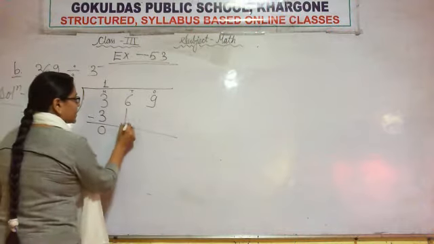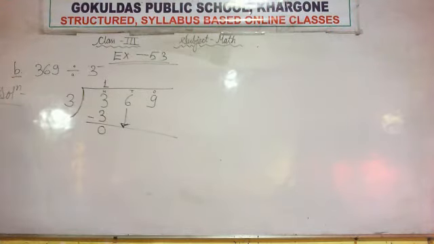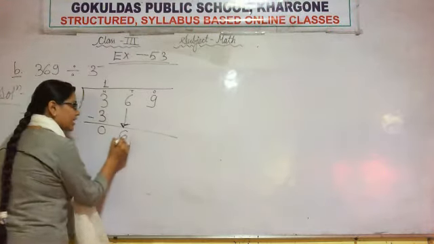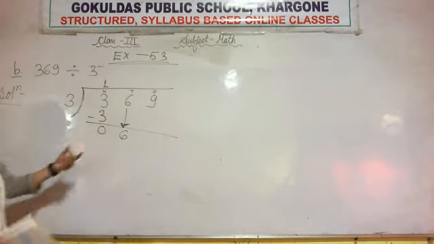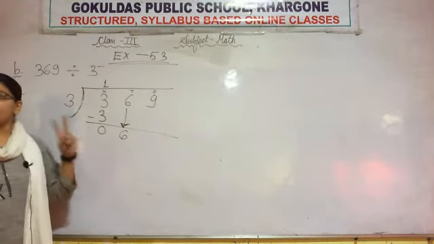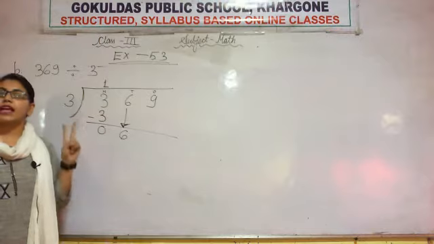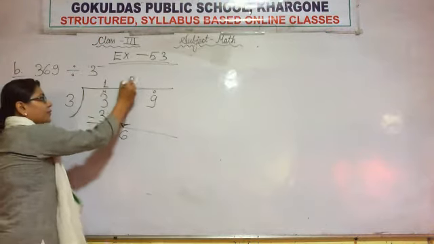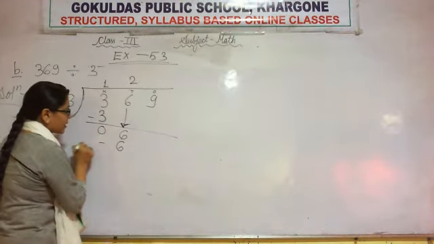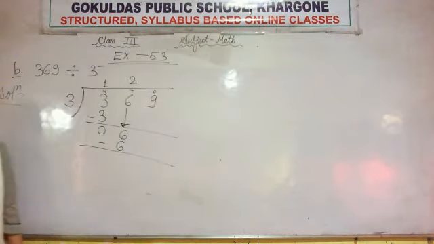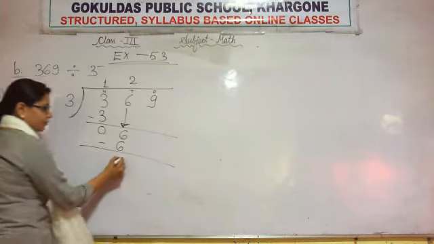So our next number is number 6. So we will bring down number 6. Now in the table of 3, 6 comes in 2 times. 3 2s are 6. So we will write 2 here. Now 6 minus 6 is 0.